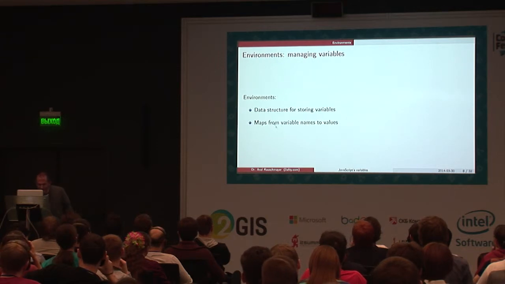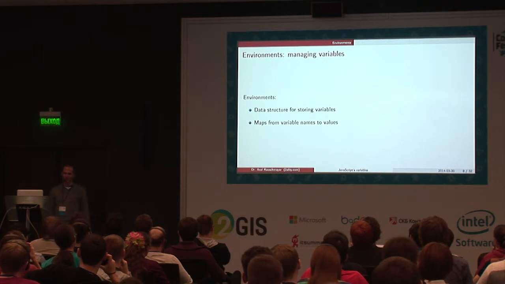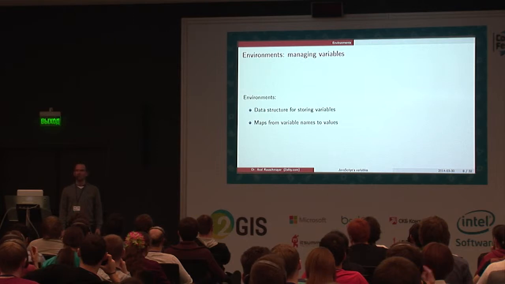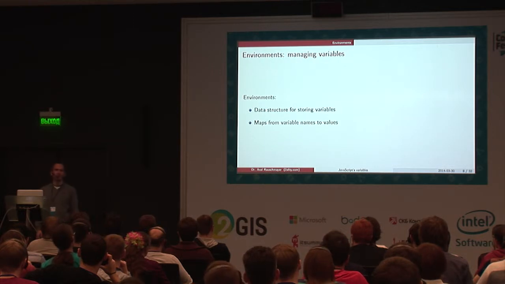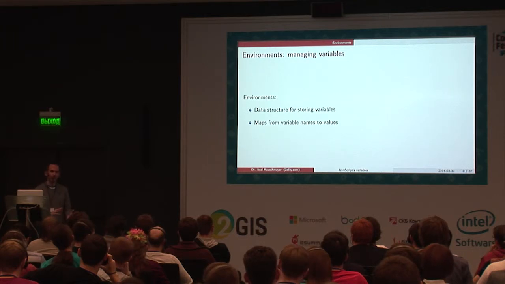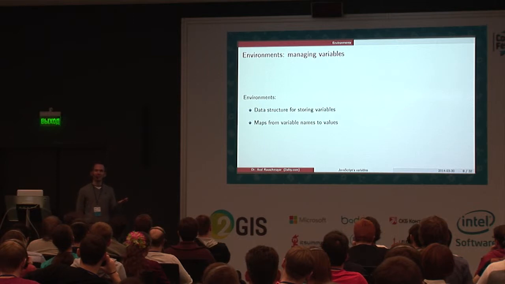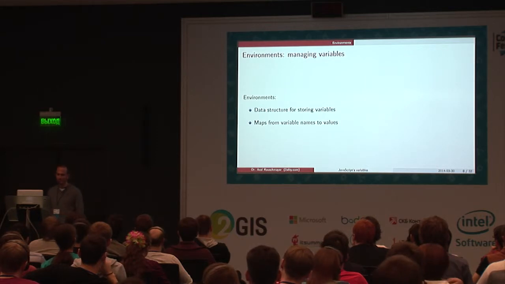Environments are simply a data structure for storing variables, storage space for variables. They are maps from variable names to values. So they are, in many ways, quite similar to objects in JavaScript. But it's an internal data structure, so it's at the level of the JavaScript engine. You can't access environments in the language itself. It's how JavaScript is implemented.